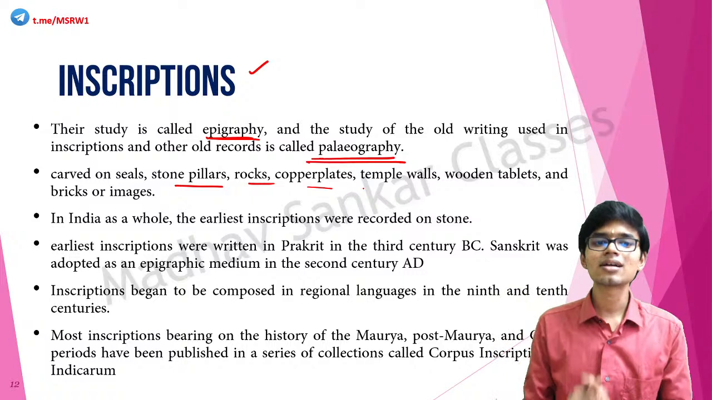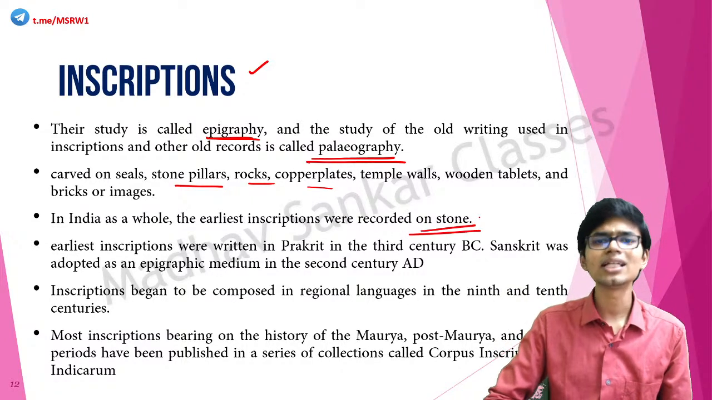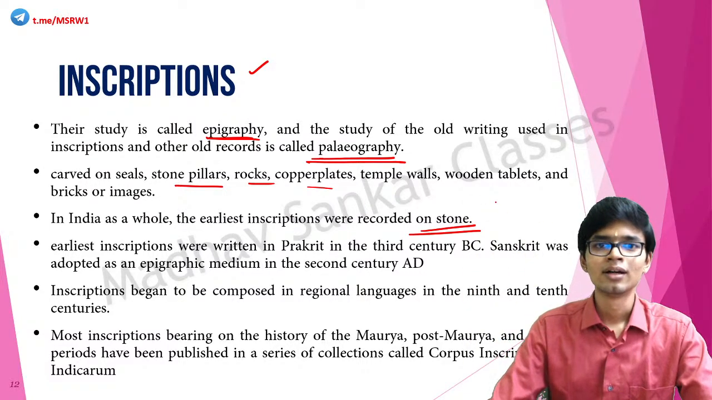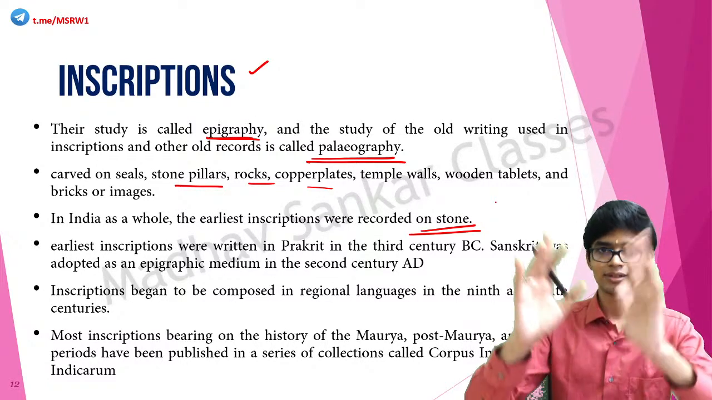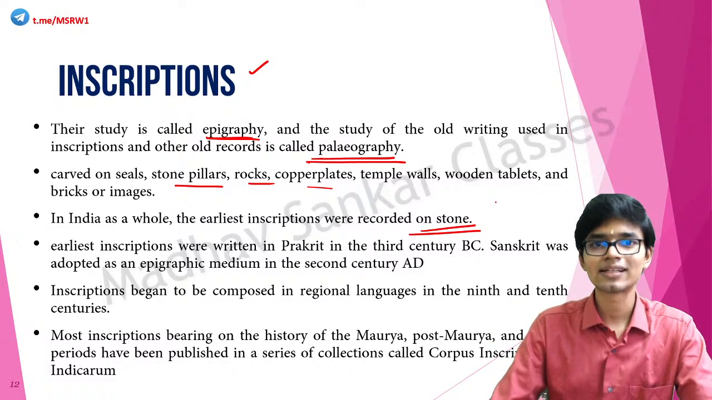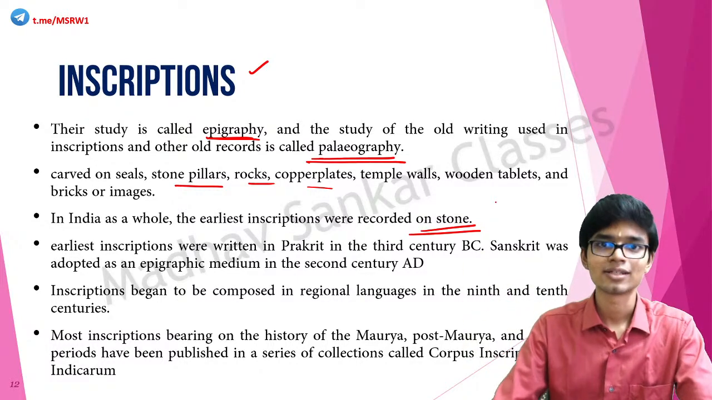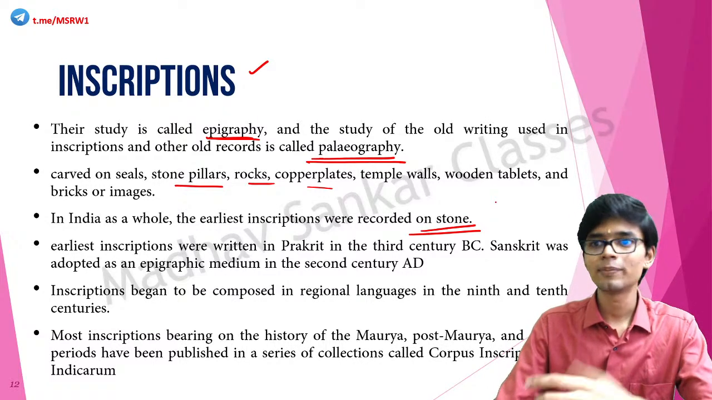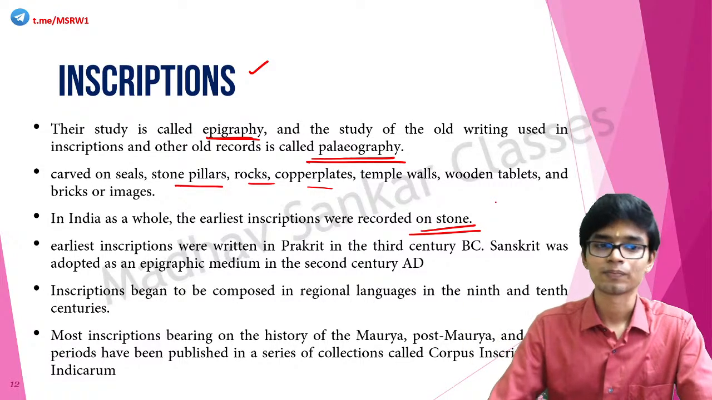But India as a whole, the earliest inscriptions were recorded on stone. Needless to say, the earliest inscriptions were obviously recorded on stone. It could have been recorded on wooden structures, but then we have no evidence of it because wood will disintegrate. The things that still survive are stone made. So we believe that in India overall, the oldest inscriptions are done on the surface of a stone.